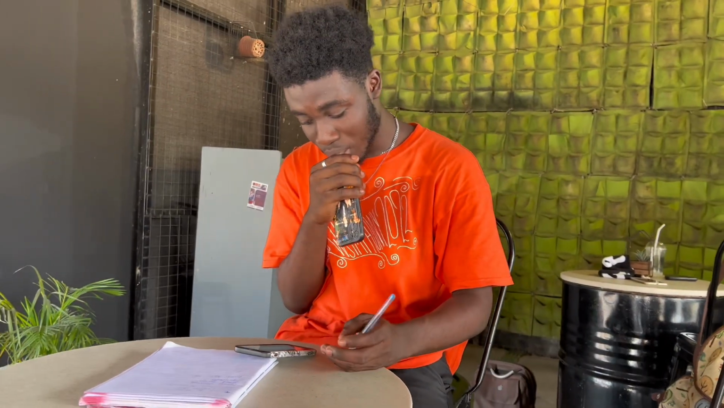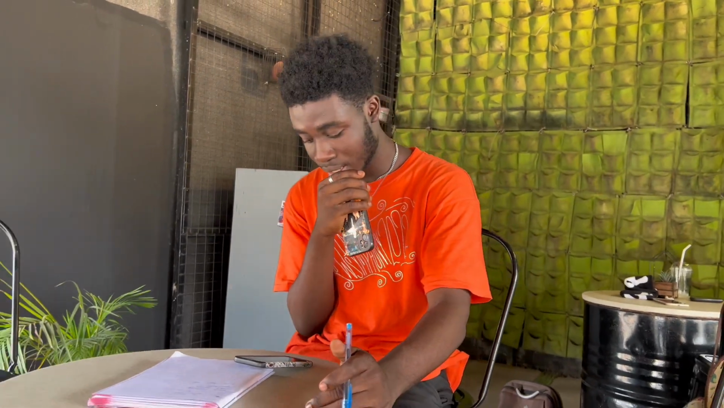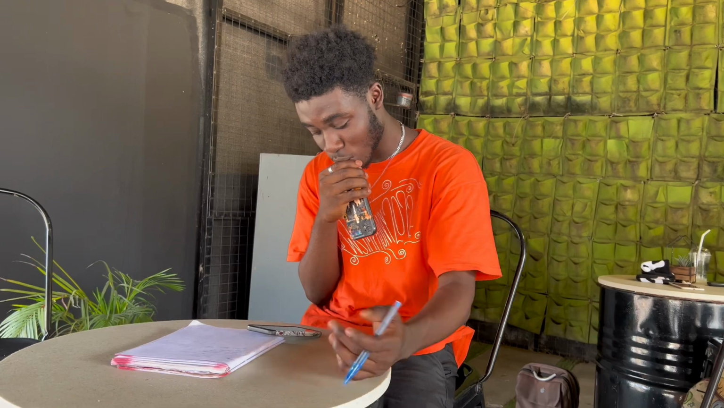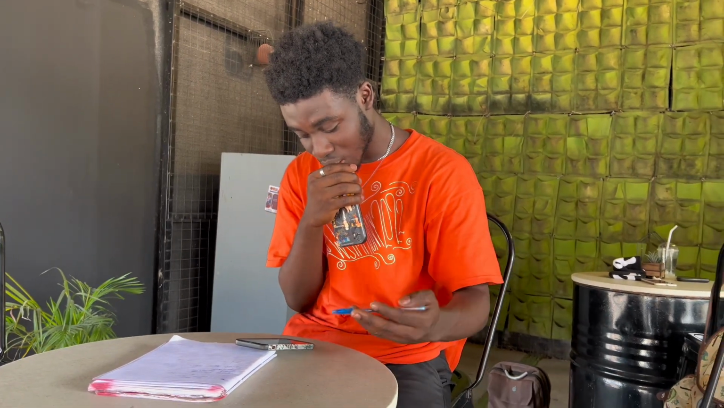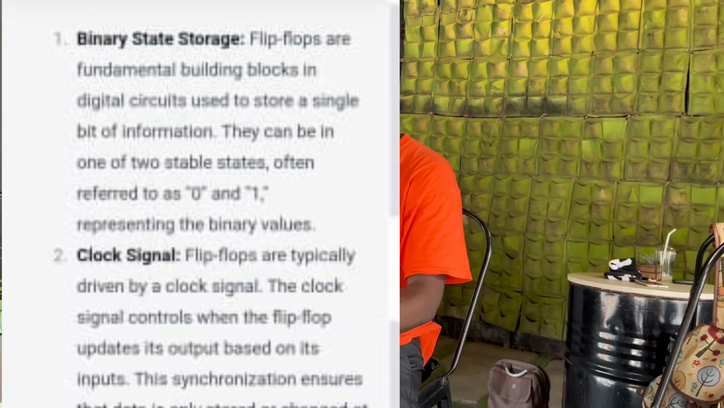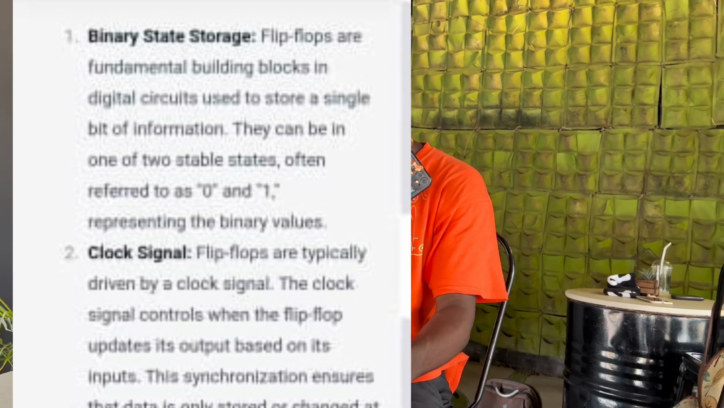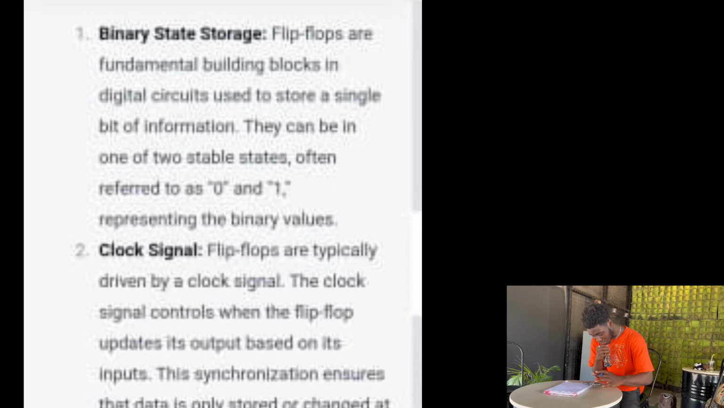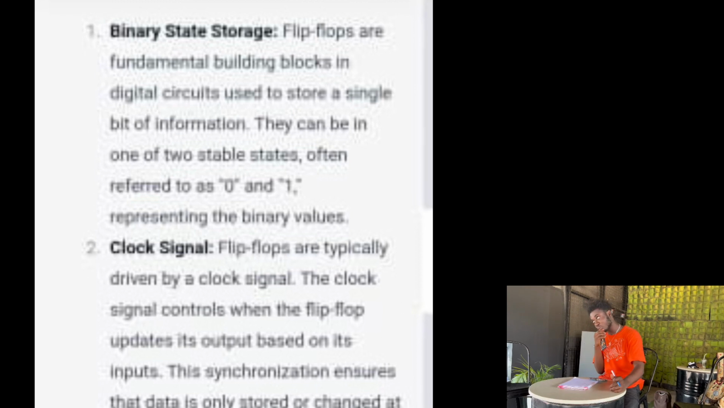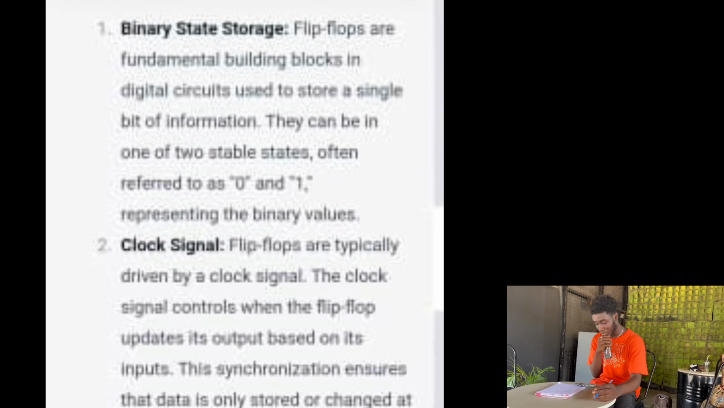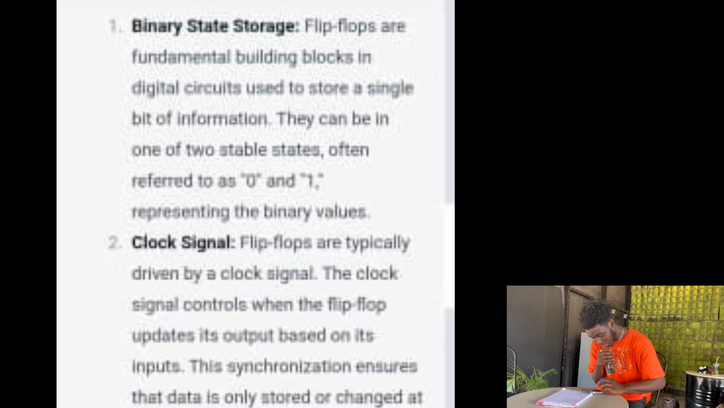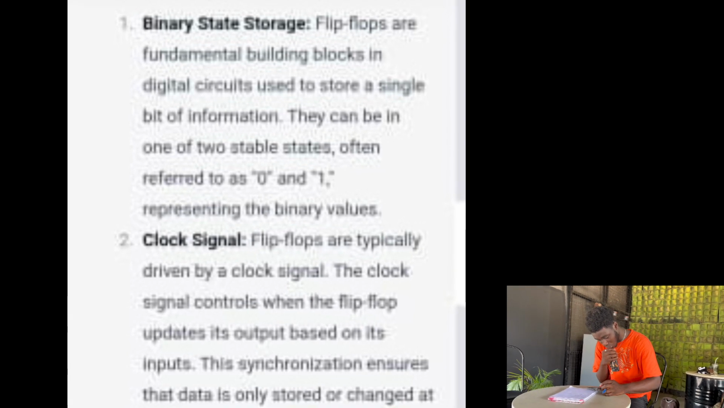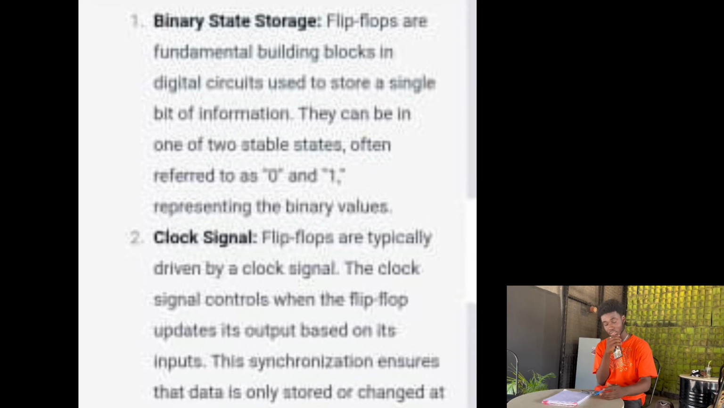We also spoke about the ways of storing information: the binary storage, the flip-flops, the clock signal, and the sequential logic in the memory and registers. The memory and registers can be found in the system unit. The binary state storage basically talks about the flip-flops, the fundamental building blocks in a digital circuit, used to store a single bit of information.